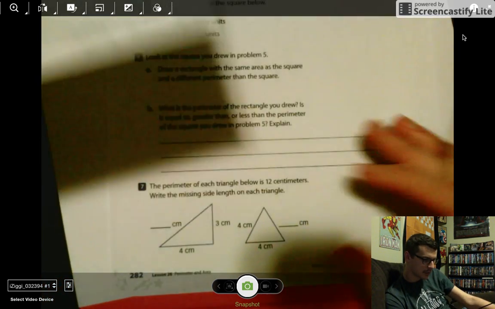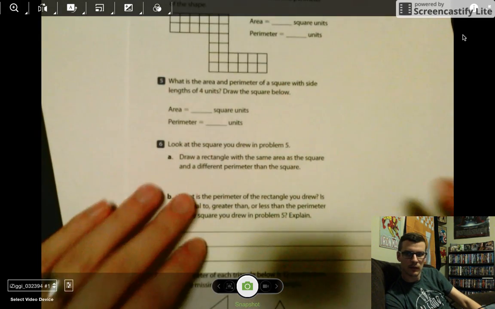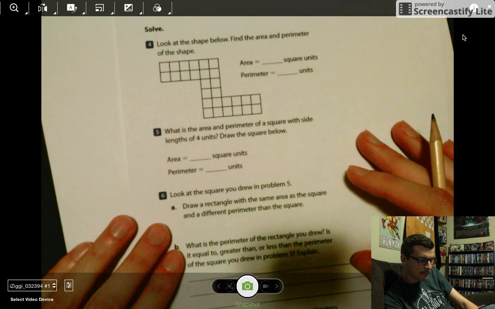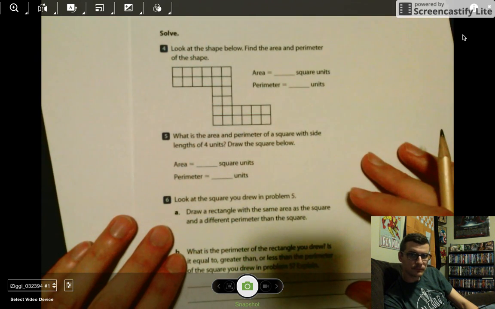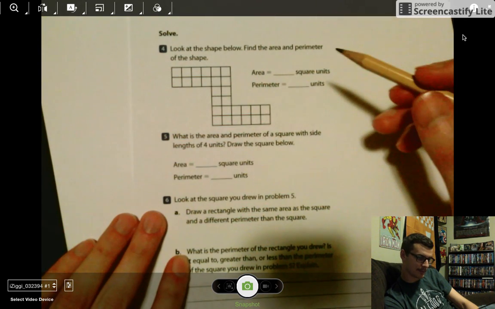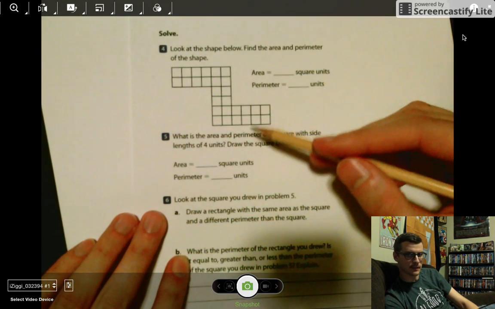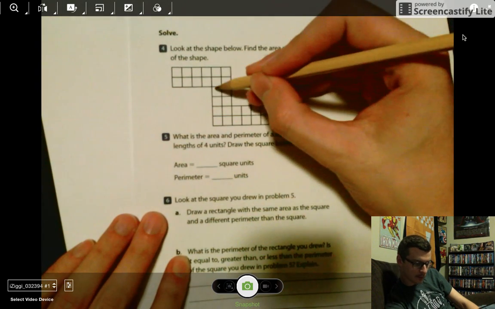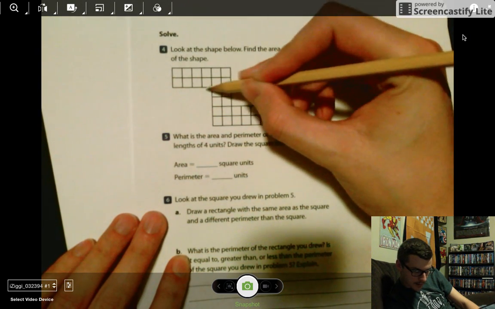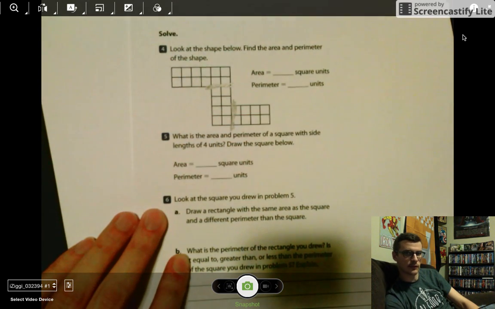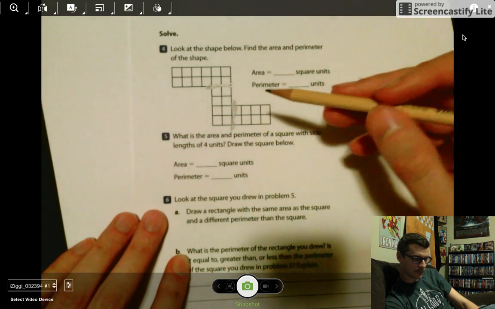Okay, let's look at one more. Look at the shape below. Find the area and perimeter of the shapes. This is an odd shape. So what I like to do in odd shapes like this is break them up into things that I can work with. So I'm going to break this up here and here. So I'll turn it into 3 shapes, and then I'm just going to add it up at the end when we do area.